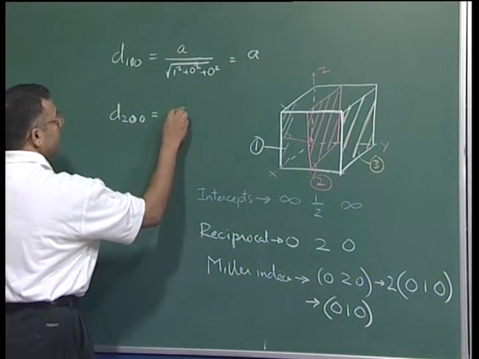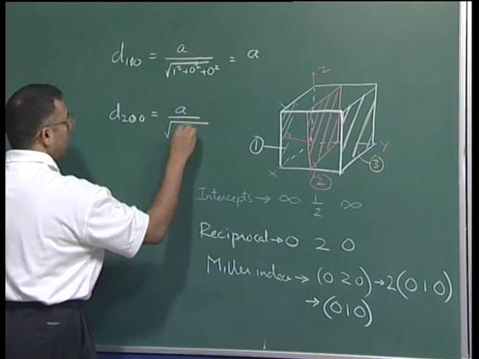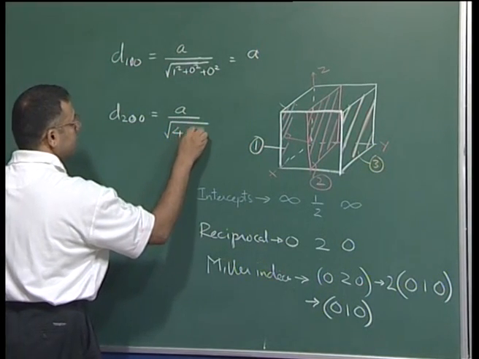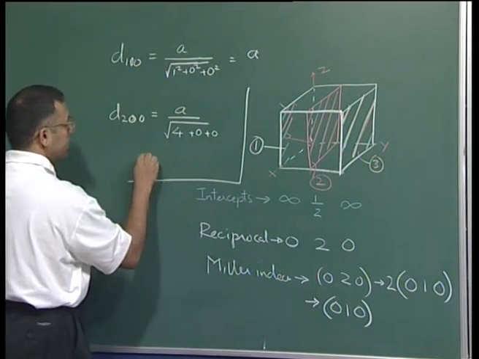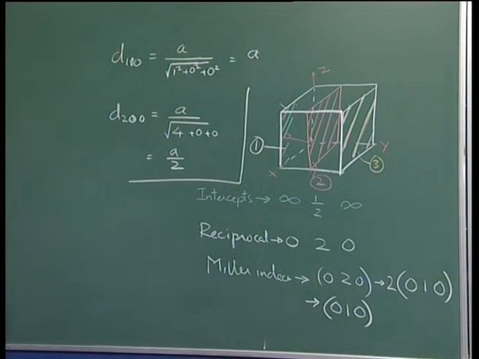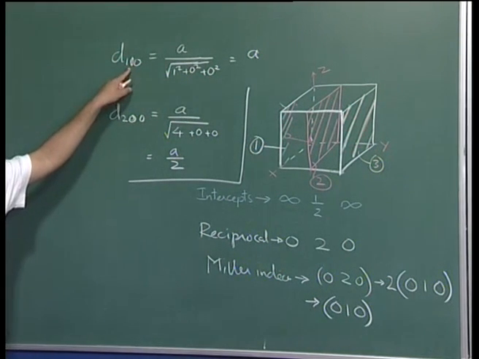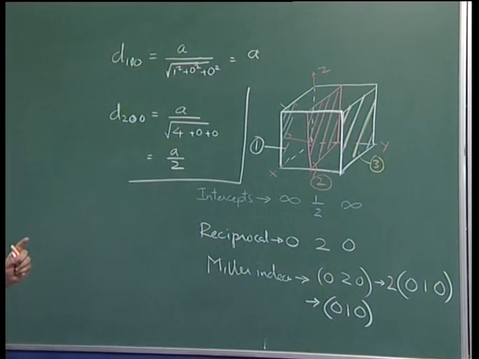So, d200 by this formula will be a by the square root of 4 plus 0 plus 0, therefore, it is a by 2. In other words, the interplanar spacing of the 200 planes is half that of the 100 planes. Okay. Now, what does it mean? It means that the 100 planes are a subset of the 200 planes.